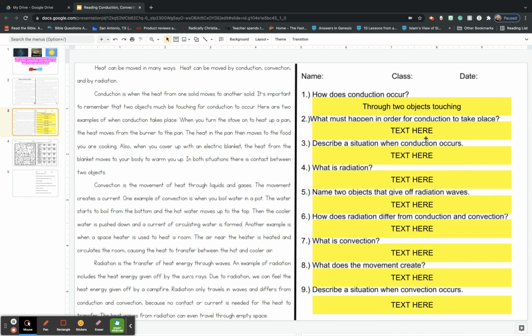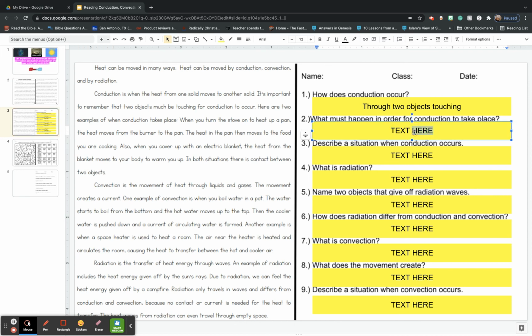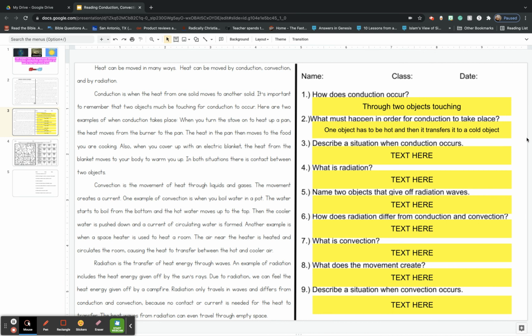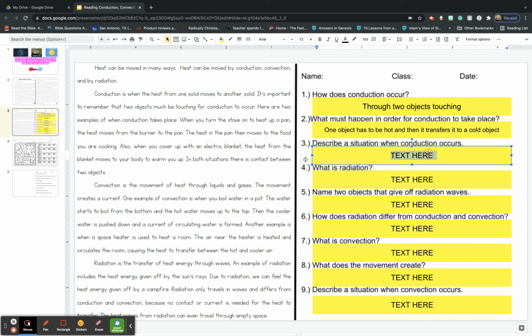Now, what must happen in order? Well, one object has to be hot or warmer. I'm gonna put hot, and then it transfers it to a cold object. And I'll make that a little smaller so that it fits. There you go. Describe a situation when conduction occurs. Well, in the example, it talks about boiling water.